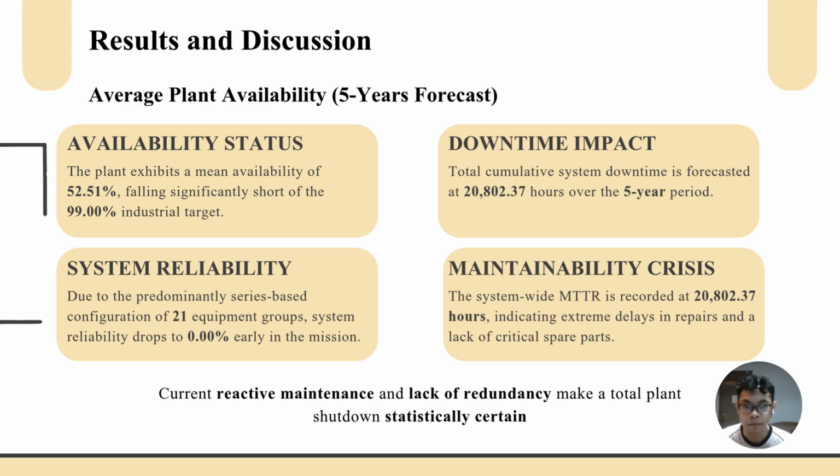Hello, my name is Nini Alistair, and now we are moving on into our results. So this section shows the baseline performance of the plant over a 5-year mission, totaling 43,800 hours. And using the simulation in BlockSim, we've also determined that the current average plant availability is only 52.51%. This is a very critical finding as it falls nearly 47% short of our industrial target of 99% availability.